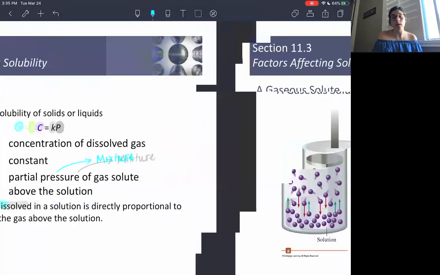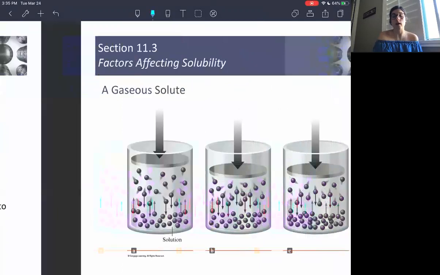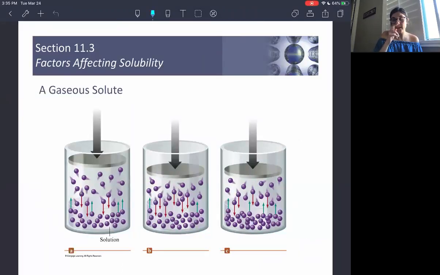So we've got an illustration on the next slide that's showing this relationship. When you have low pressure, the gas particles are unlikely to sift into the solution. But when you increase the pressure, you see that they're more likely to dissolve into the solution. So moving on.